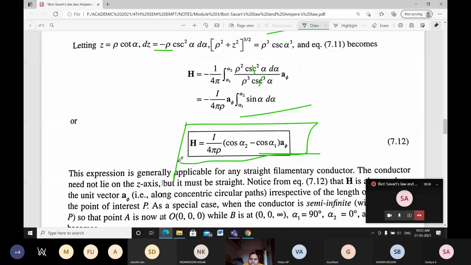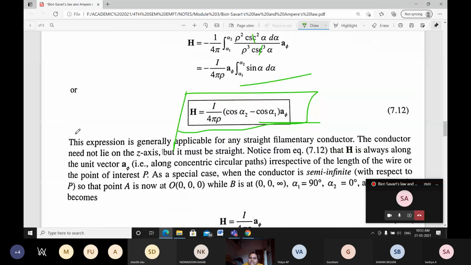Then this expression is generally applicable for a straight filamentary conductor, meaning a straight conducting element. The conductor need not lie on the z axis. It's not that it should be on the z axis only, but it should be straight.